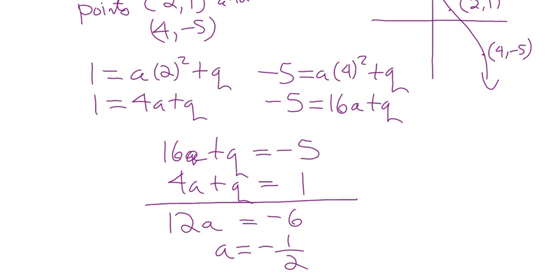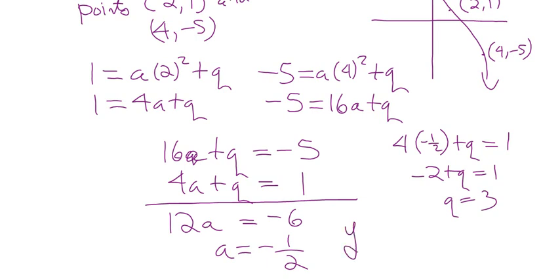And q is equal to... I think it's negative 1, but I don't know. Oh yeah, 4 times negative 1/2 plus q is equal to 1. Negative 2 plus q is equal to 1. q is 3.